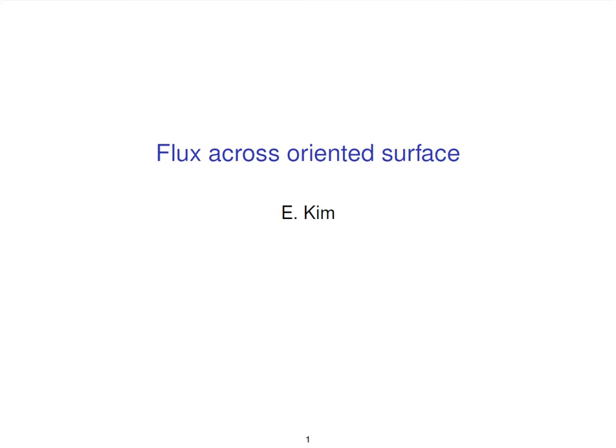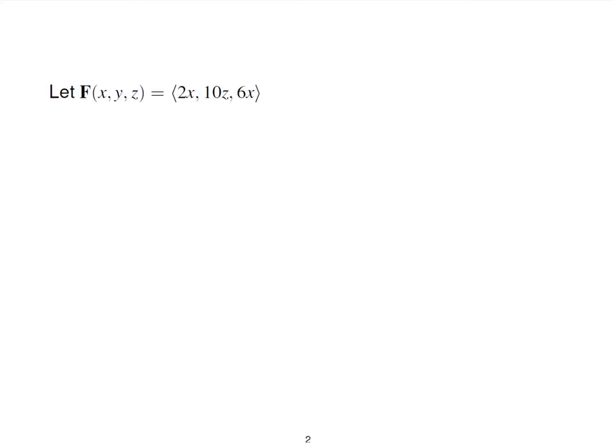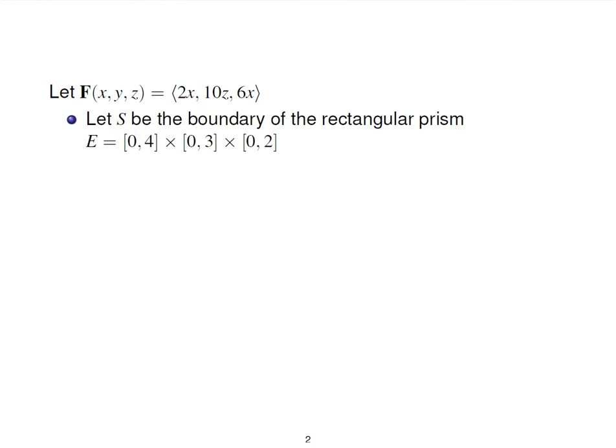We're going to look at an example of computing the flux across an oriented surface. So here's a vector field, and the surface we're going to look at is going to be the boundary of a rectangular prism. This is sort of a weird example, but we're going to come back to it in a future video, and that's why.